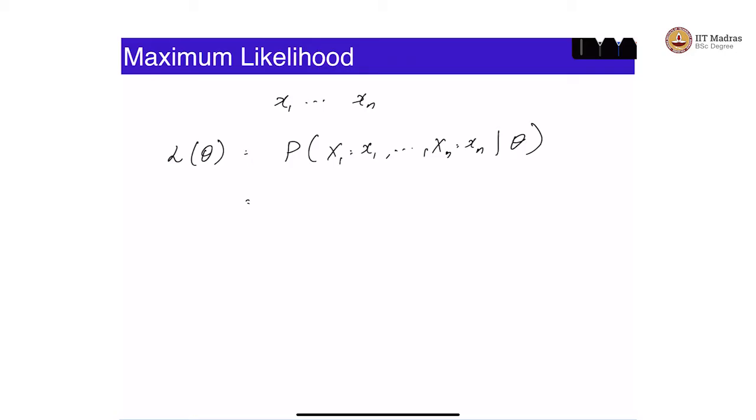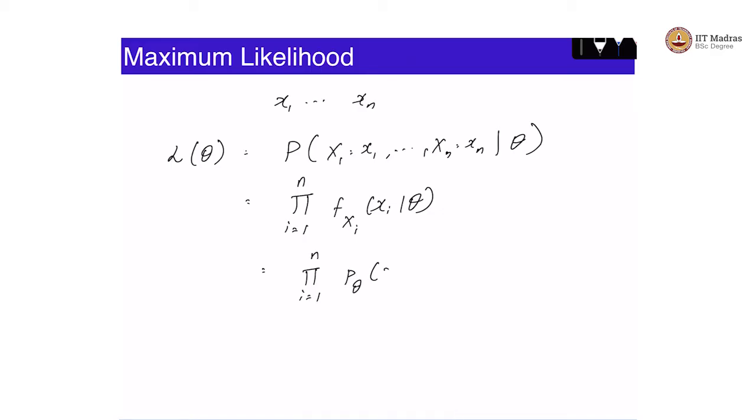For the simplification, we have assumed that x1 to xn are independent. So this essentially boils down to the product over i equal to 1 to n of f_Xi of xi given theta. And that's exactly equal to the product over i equal to 1 to n of p theta of xi. Recall our family of distributions was parameterized by theta, so p theta of xi.